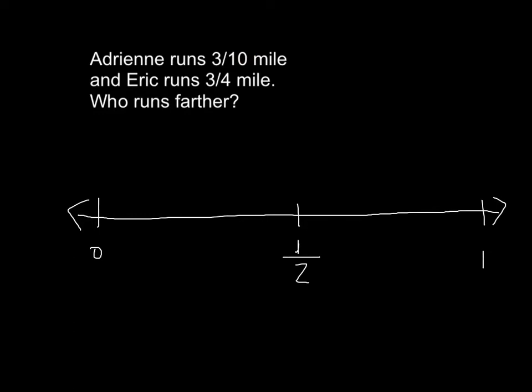So we'll need to add these lines in here to make 10 equal parts. Now, adding in the 3/10 is easy. We count over 1, 2, 3, and we will add in our 3/10 right here.